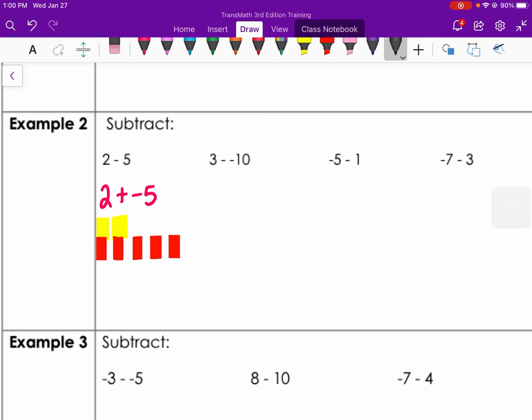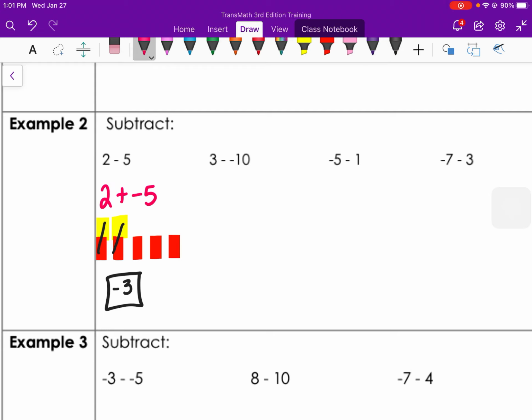When the signs are different, you subtract. So 5 take away 2 is 3, and then it's going to be negative 3 since there are more negatives. The 5 was bigger, there's more negatives, so you end up with a negative answer. 2 minus 5 is negative 3.